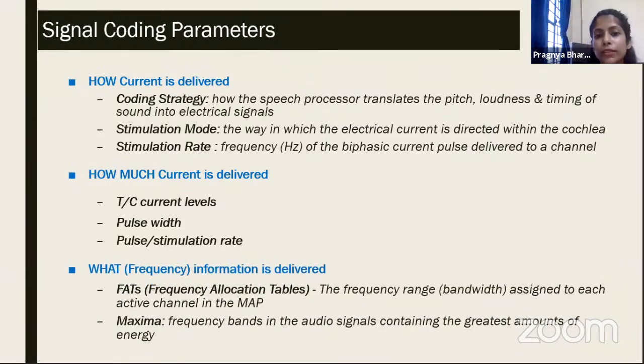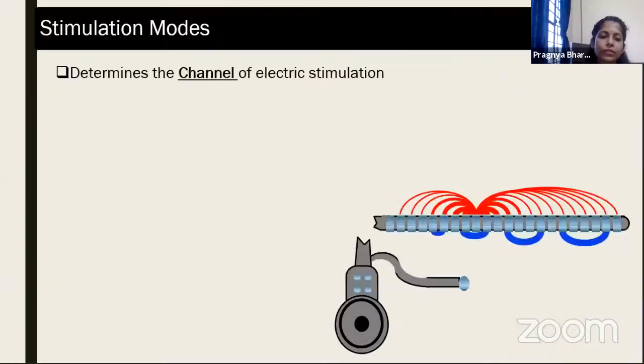And the third question is what information, or how this frequency information, is delivered. And that is determined by the frequency bands which are available, the range of frequency which is being delivered by the cochlear implant, how the frequency bands are allocated for each of the electrodes, and the number of maxima, or what kind of spectral peaks or frequency information we are extracting from the incoming signal. So we'll talk about this in a little more detail going forward. Before going into coding strategy, I would like to go through the other parameters so that it's easier for us to dive into the other data.